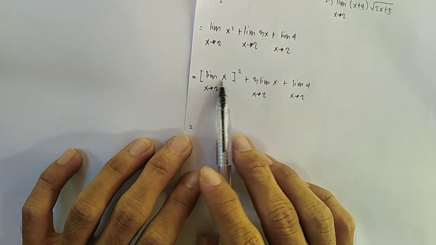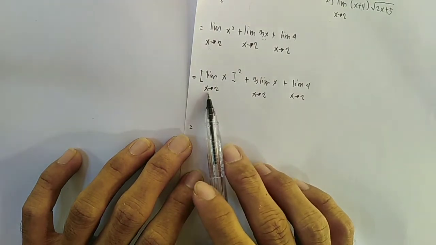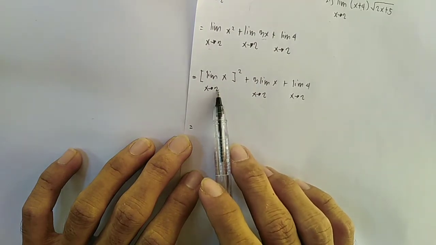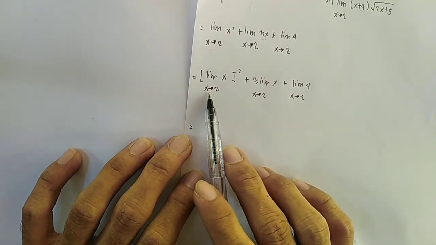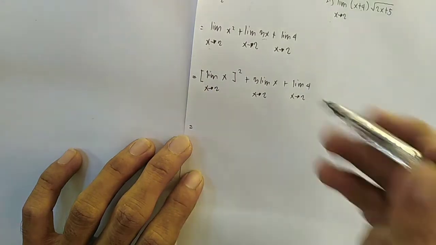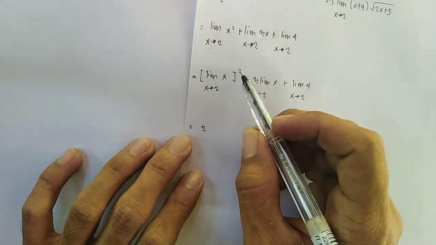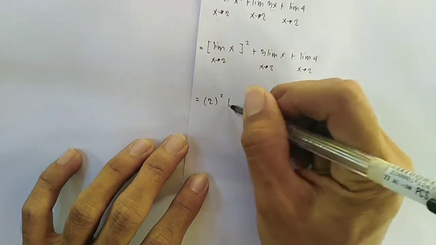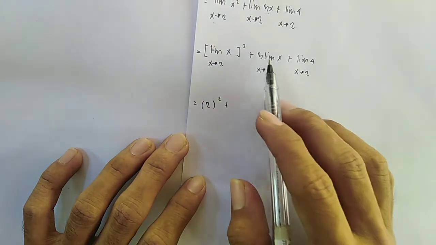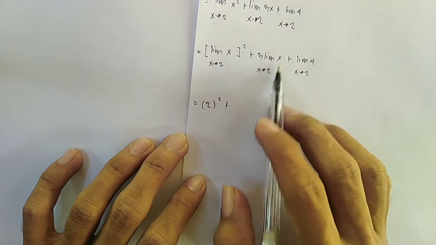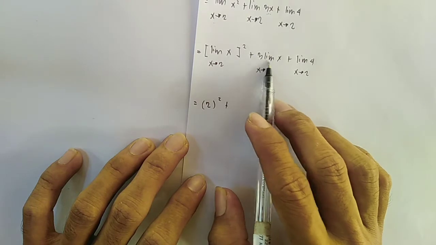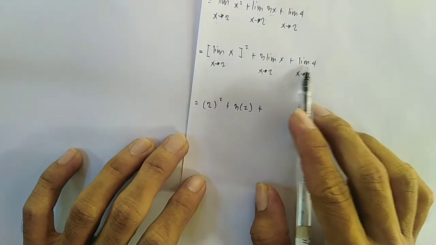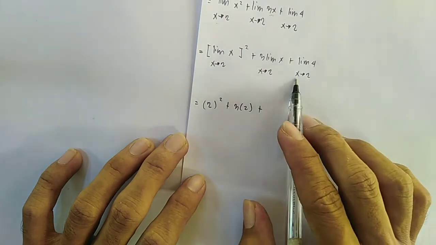As for the limit of x as x approaches 2, just simply substitute the limit of x with 2, because this is the value where our limit approaches. So the limit of x is equal to 2. Then we have squared here, so just simply square that, plus 3 times the limit of x, so just substitute the limit of x with 2. You will get 3 times 2, plus the limit of 4 as x approaches 2.